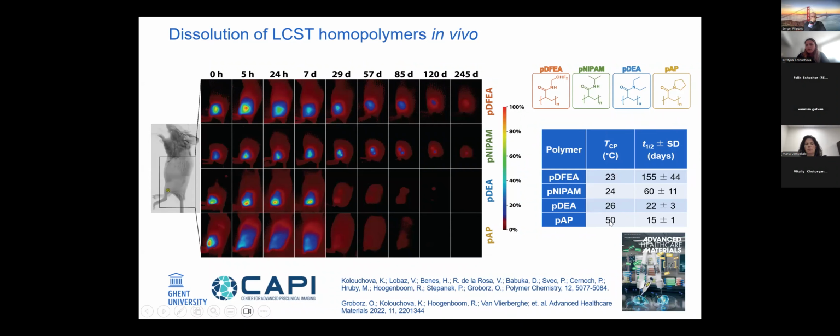The interesting part is, again, that we included a polymer which has an LCST around 50 degrees Celsius, so it's again above the body temperature, and that polymer we were able to see still 1 month after the injection. So we proved that this is actually the case.